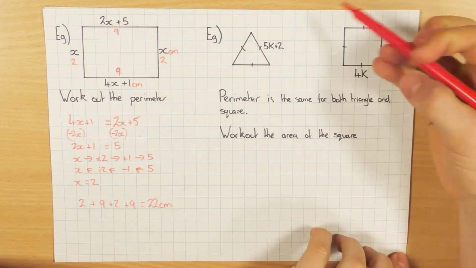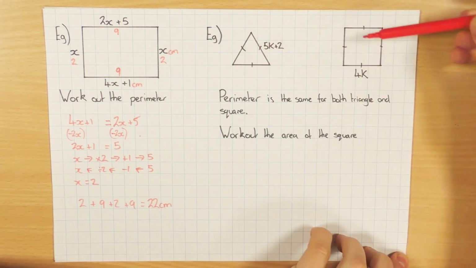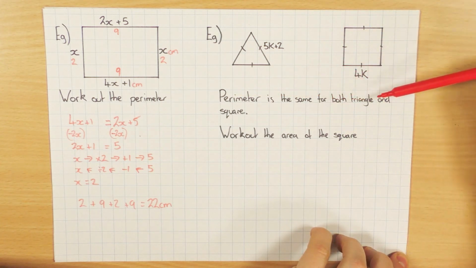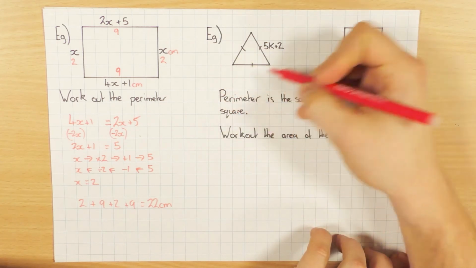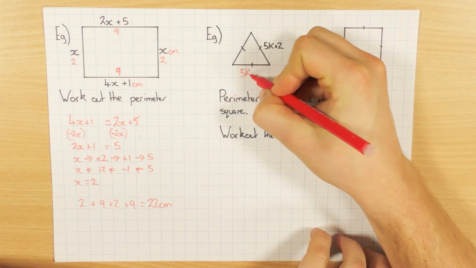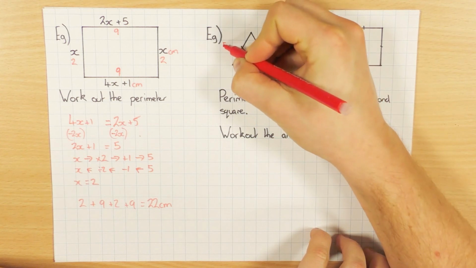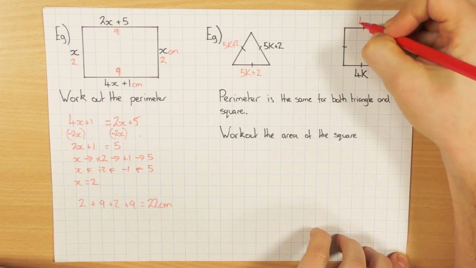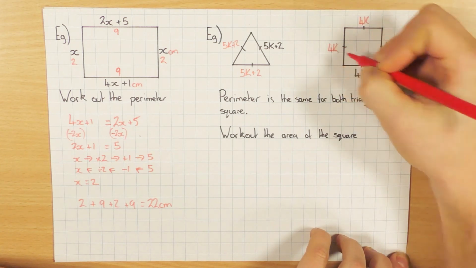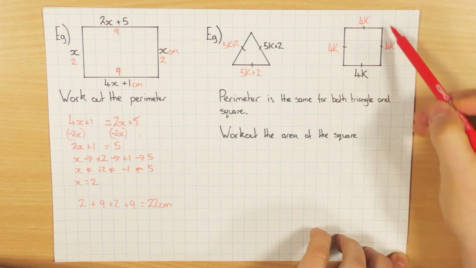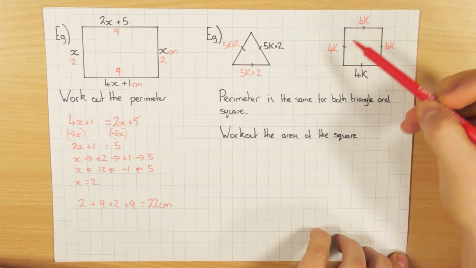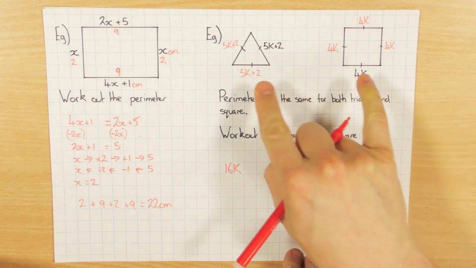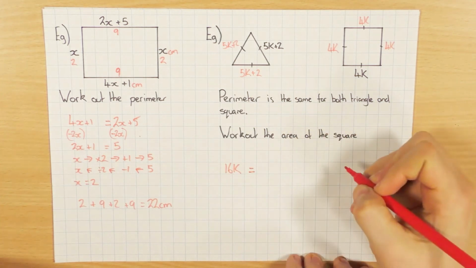And the last example. Here we have an equilateral triangle and we have a square, and we're told the perimeter is the same for both the triangle and the square. So the first thing to do is work out the perimeter of each one of these. Because it's an equilateral triangle, all of the sides are going to be the same. And because it's a square, all the sides are going to be the same. Like so. So if I work out the perimeter of the square, 4k plus 4k plus 4k plus 4k will give me 16k.